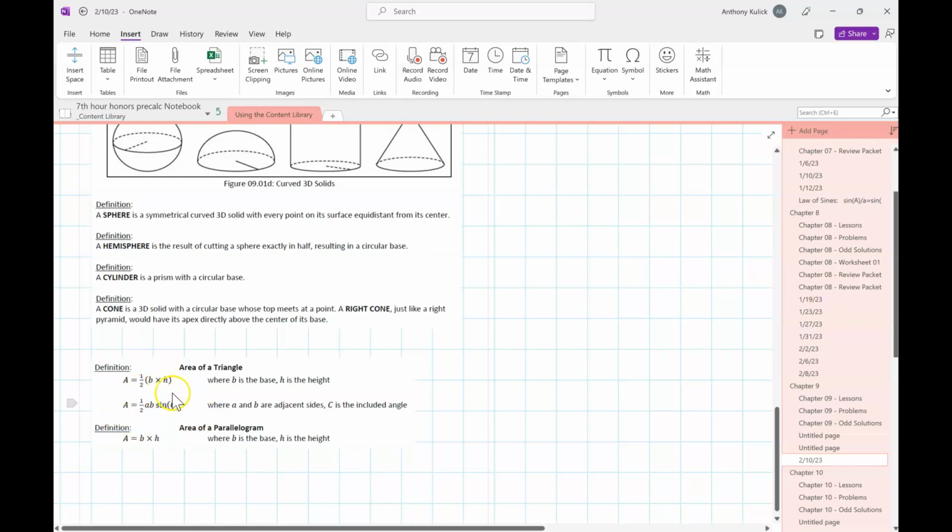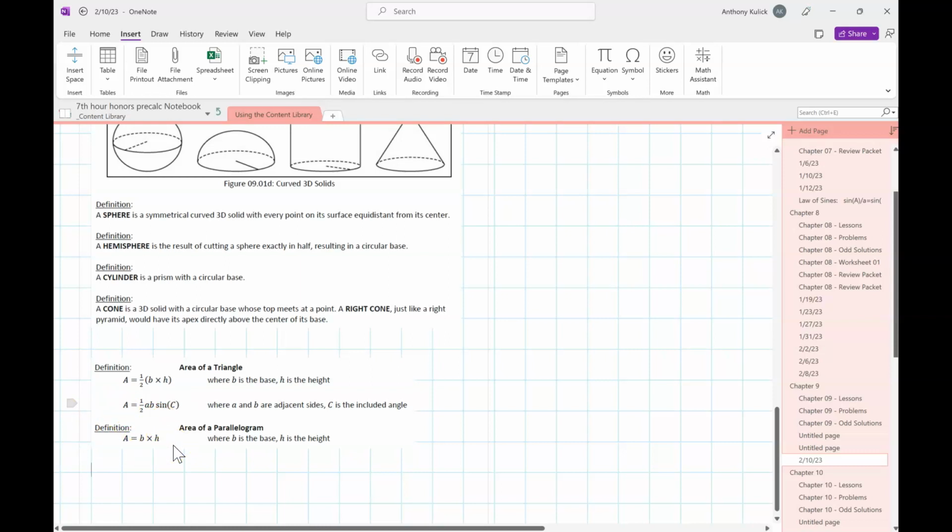What's particularly useful about the second formula? We don't need the height, right? Because we know for a triangle, the height is often not a side length, right? The only triangle where the height is a side length is a right triangle. So this one can be particularly useful if you're not given a height or you don't have a right triangle. We have the area of a parallelogram is just base times height.